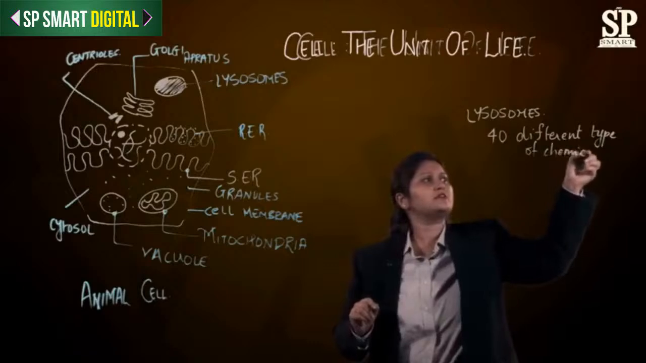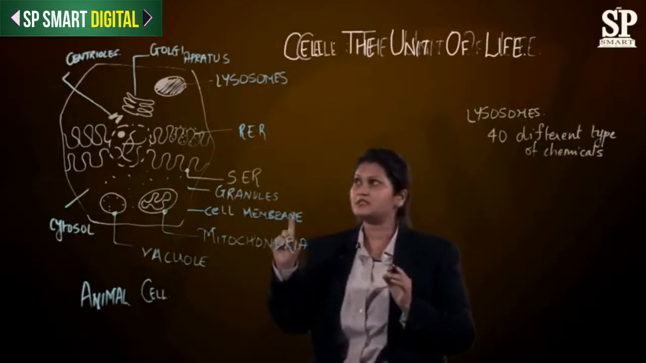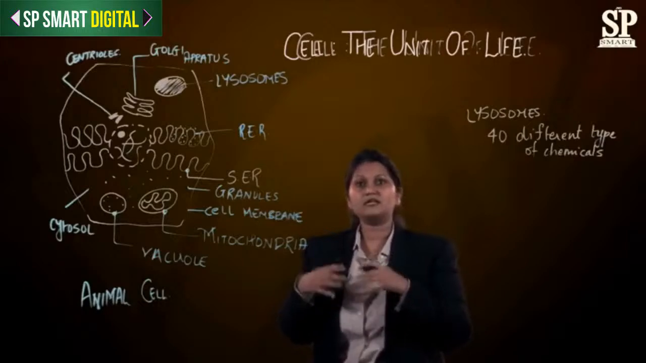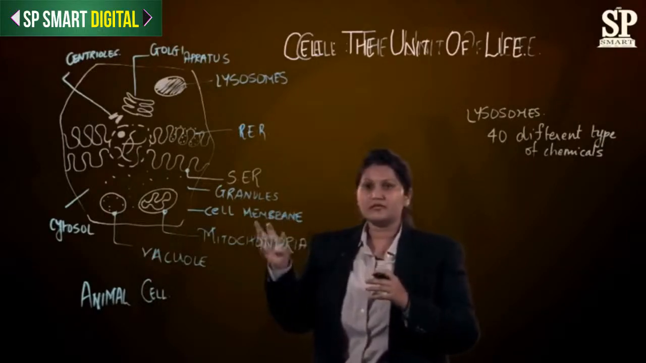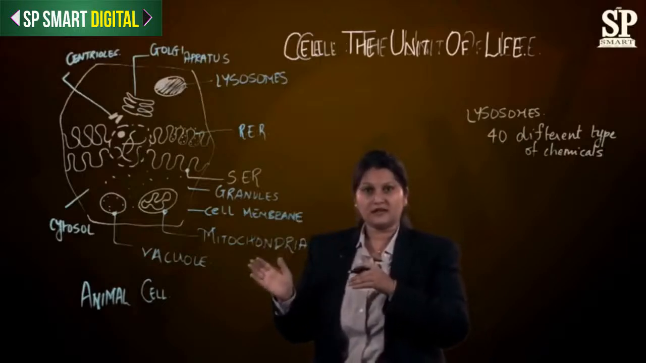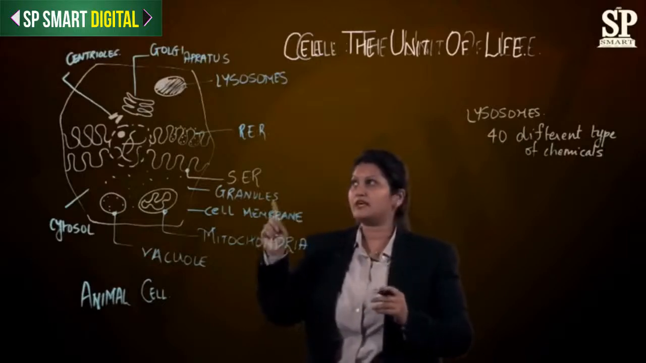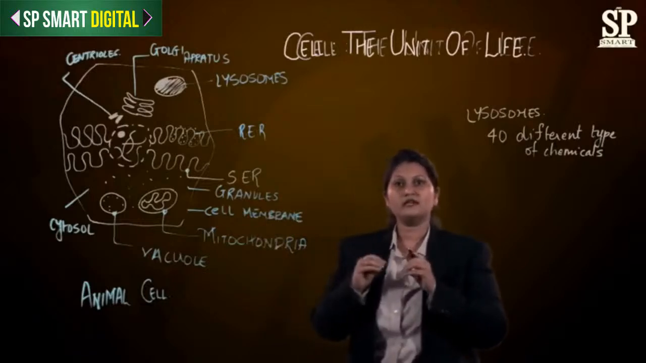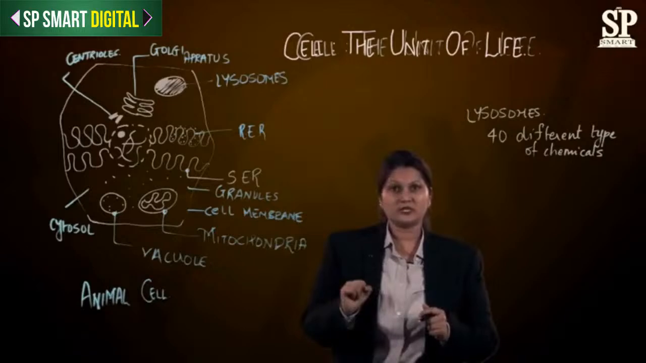Now these chemicals which it will release are responsible for breaking the cell membrane and allowing all the contents of the cell outside. Means whatever is present inside the cell, that is the cytoplasm, all its cell organelles will come out of the cell if this lysosome goes out and leaks all its contents. And that is the reason it is called the suicide bag.